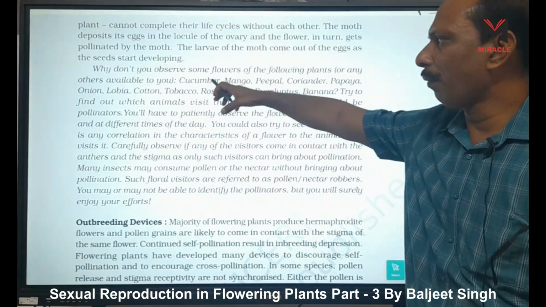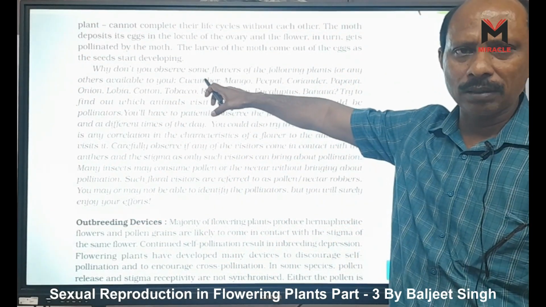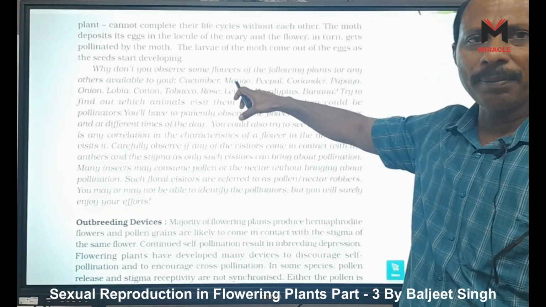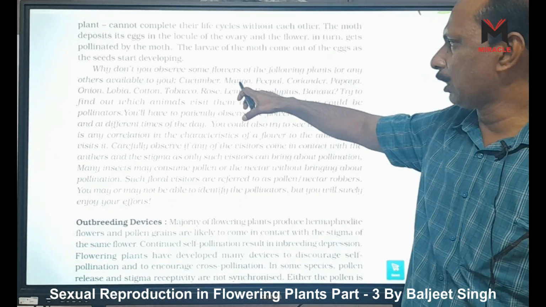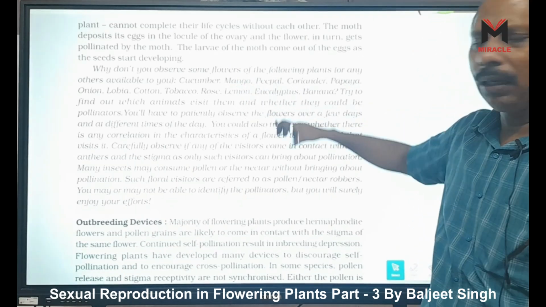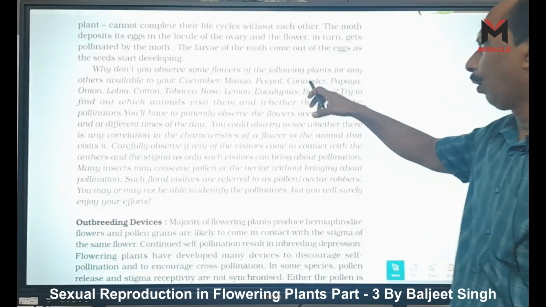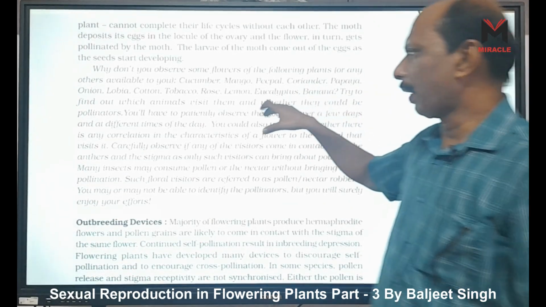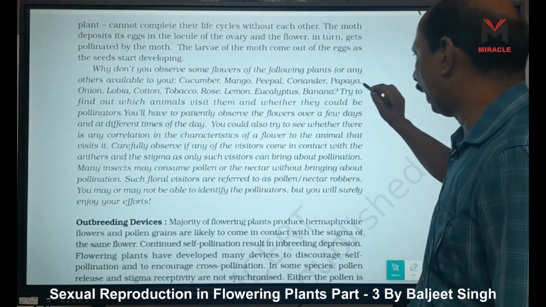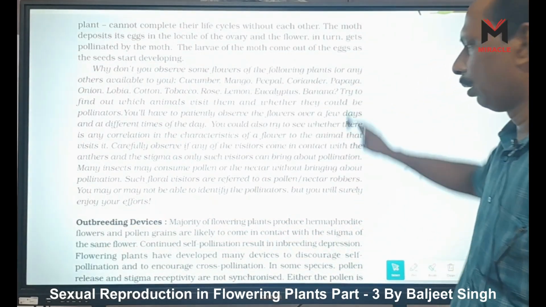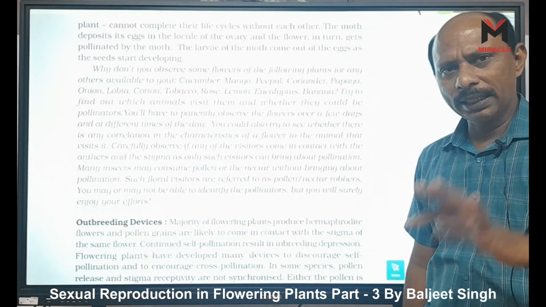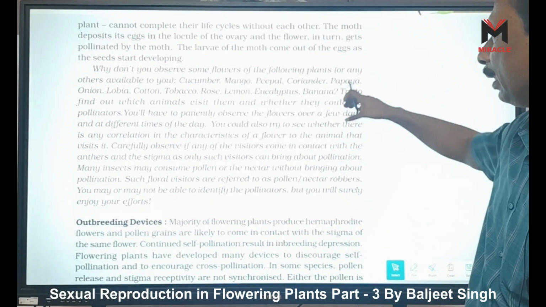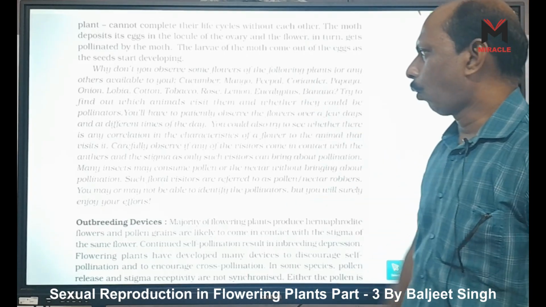I will tell you. In cucumber, entomophily means insects come, flies come, right? Mango means what? Myrmecophily means ants. Responsible are ants. In fig, a wasp is there. Coriander. Papaya means it is anemophily, and sometimes insects also come here, but mostly it is through anemophily.